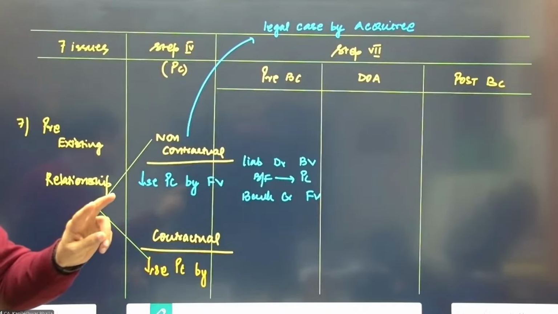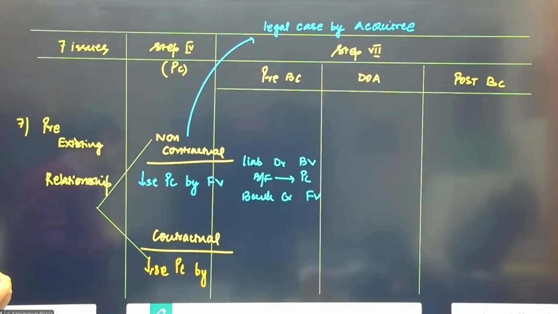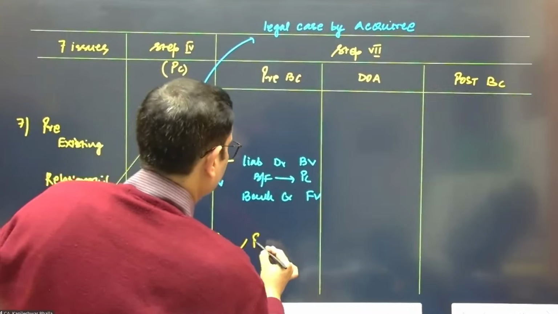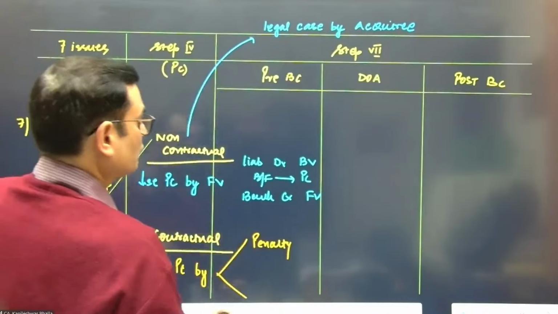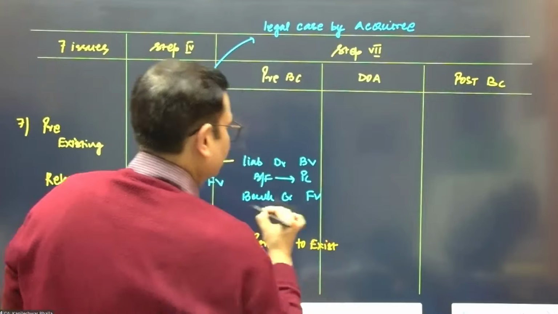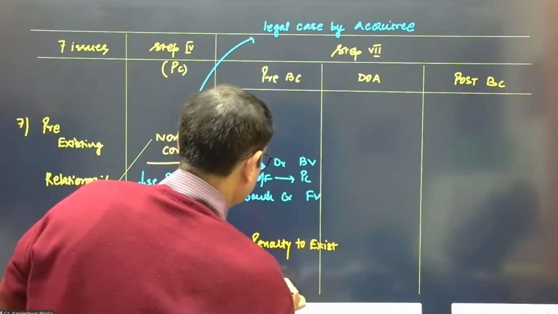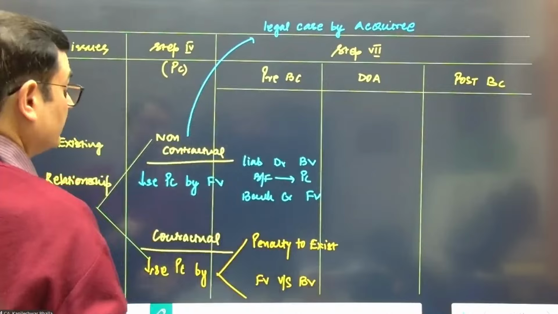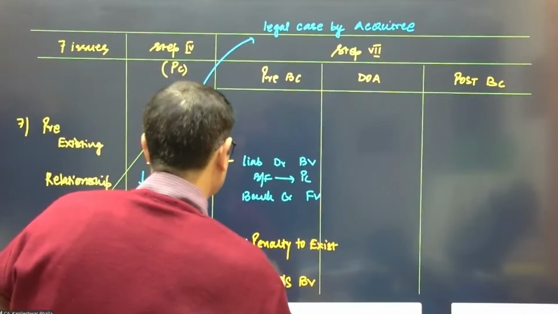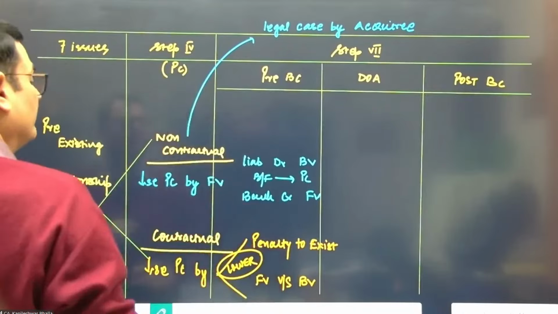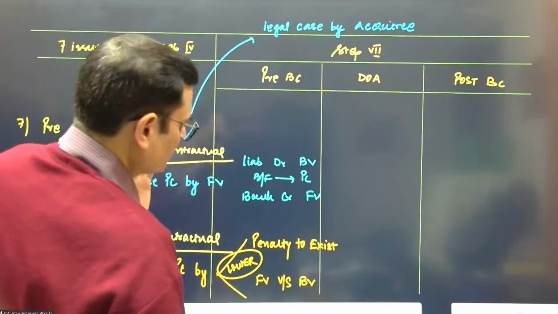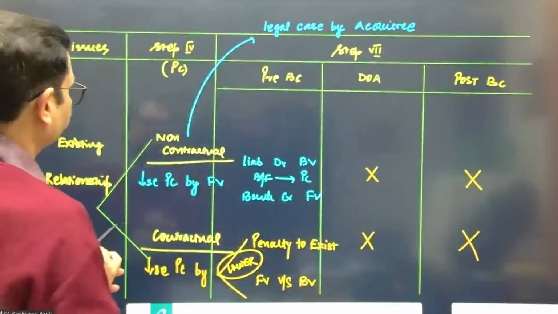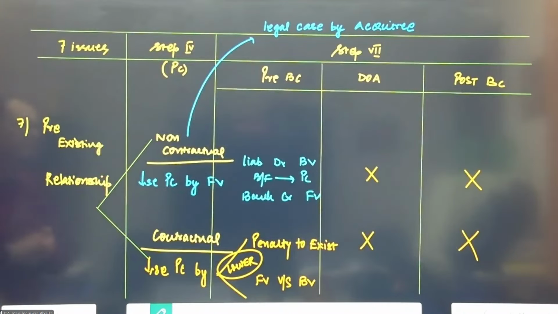The PC is going to be reduced by the higher of the 2, or the lower of the 2. Penalty or market value, whichever is higher? Lower value. So we will take the penalty to exit. How much amount do you need to pay to exit? Or we compare the fair value versus the book value. We need to see the difference between the fair value or the book value, whichever is lower. So this amount will get reduced from the purchase consideration. The entry, of course, would remain similar, so nothing on the date of acquisition and nothing post-business combination as well. Right, so I think that maps up the elements of all the 7 issues.